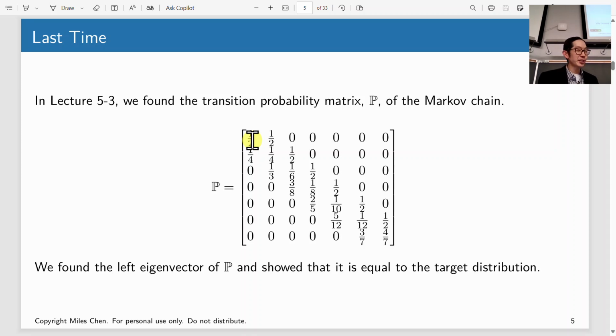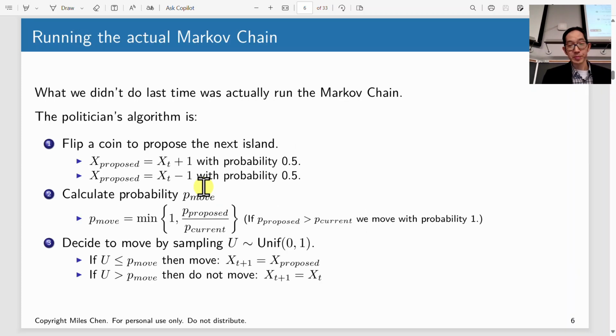So our chain is irreducible and aperiodic, which means there will be a limiting distribution, and that limiting distribution will be the stationary distribution. That stationary distribution can be found by finding the left eigenvector of this matrix. We did that, and we found the left eigenvector of this transition probability matrix, and it was equal to our target distribution. Okay, I said what we didn't do was actually run the Markov chain, but I think we actually did. So what we're going to do is flip a coin, propose the next island, calculate this probability of moving, and then decide to move or not.